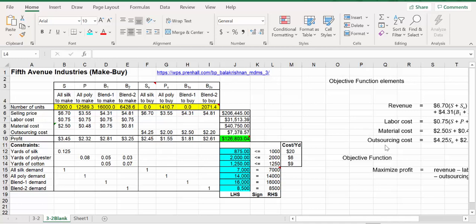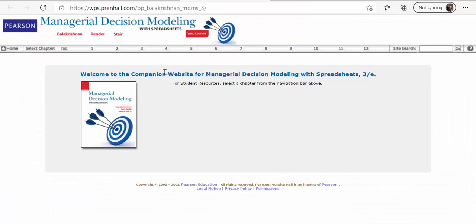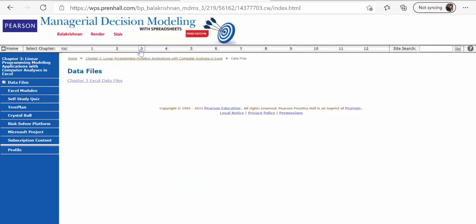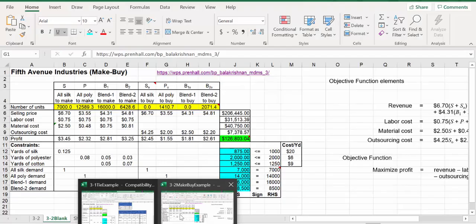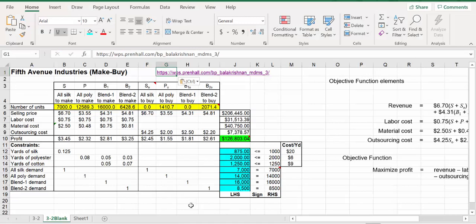They could outsource that. And again, I'll put the website below. If you take a look here, you can go to the website, and I'll put the link below this video. You can see we're at 3, so this is the file that will open up all the files. And what we're looking at is 3-2. So you can open up 3-2 if you want to follow along. All right, and this is the make-buy decision.